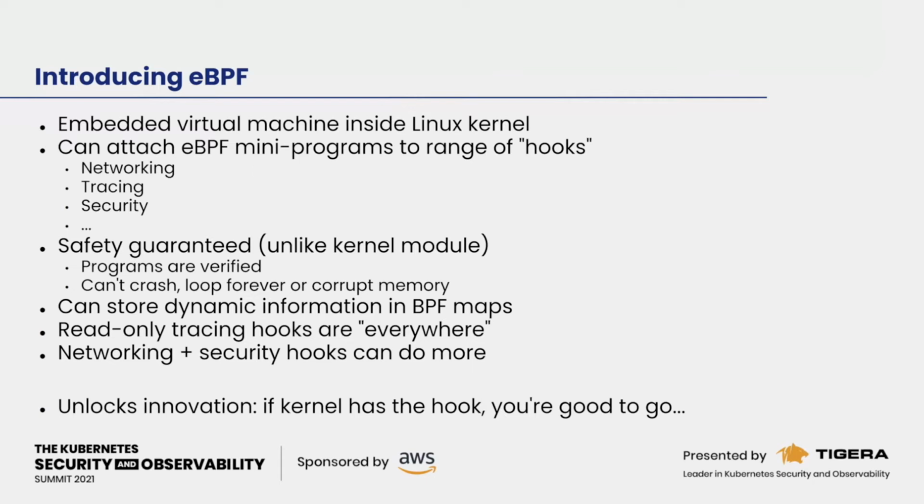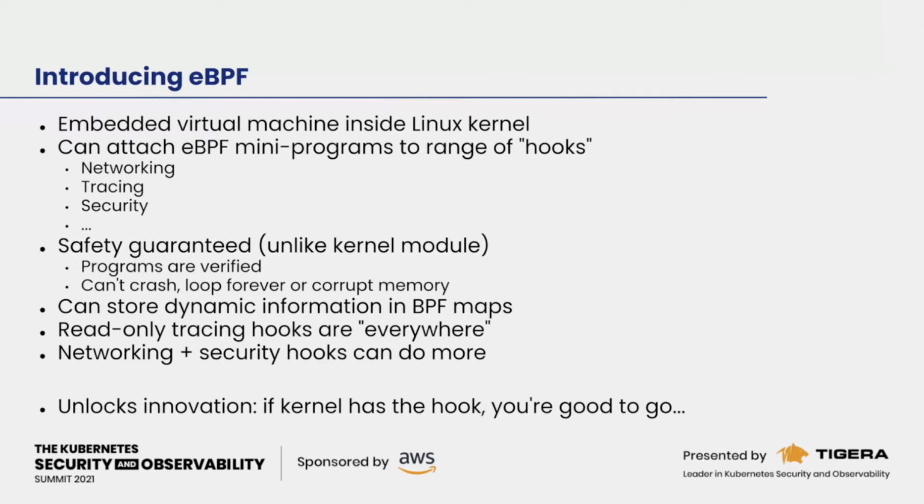Then there are a lot of hooks that are read-only. Like the tracing hooks are mainly read-only, so they get a kick from the kernel when something happens. They can read the information that's associated with that kick, and then they can store it in a map or what have you. And then there are some hooks that have additional features.